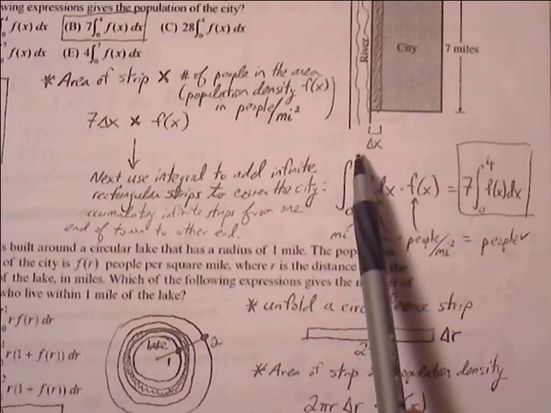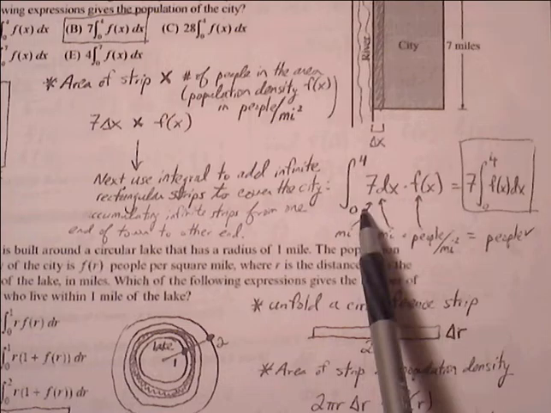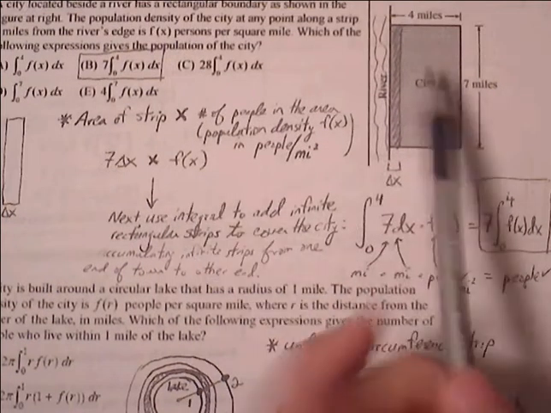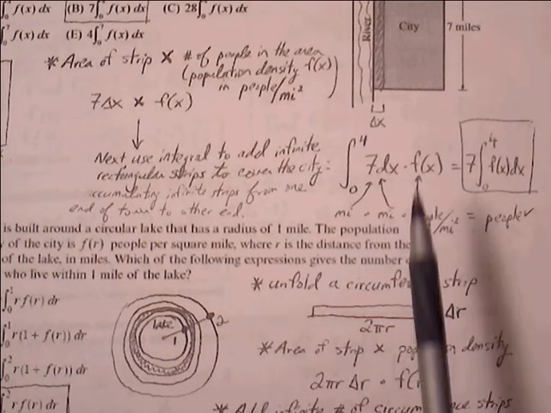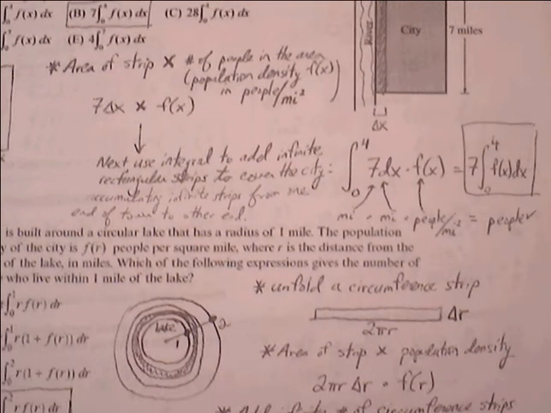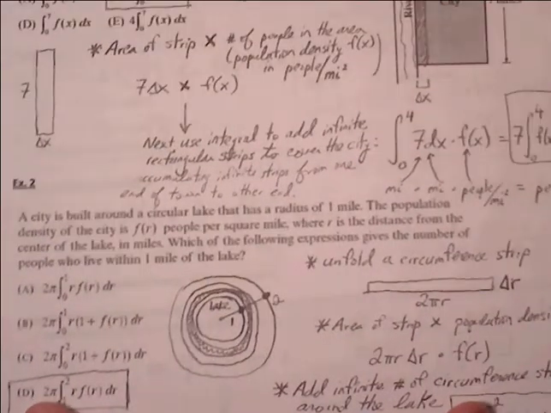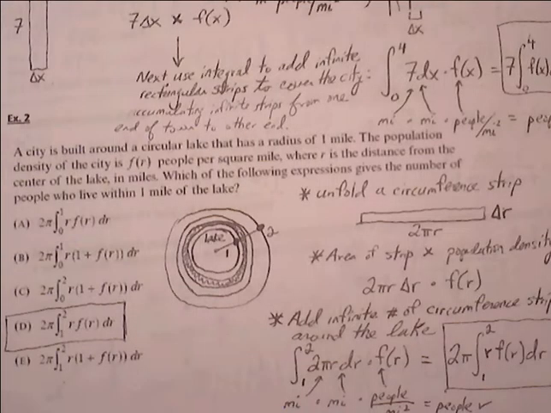So we take the integral from one end of the town to the other, 0 to 4, of 7 f of x dx. We're accumulating these infinitely small strips from one end to the other. So the setup is 7 times the definite integral from 0 to 4 of f of x dx, which matches choice B.